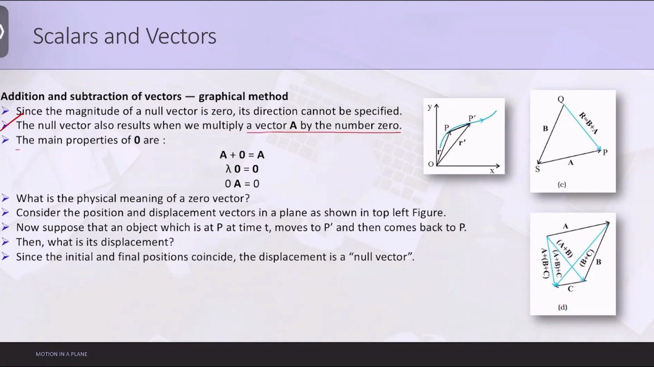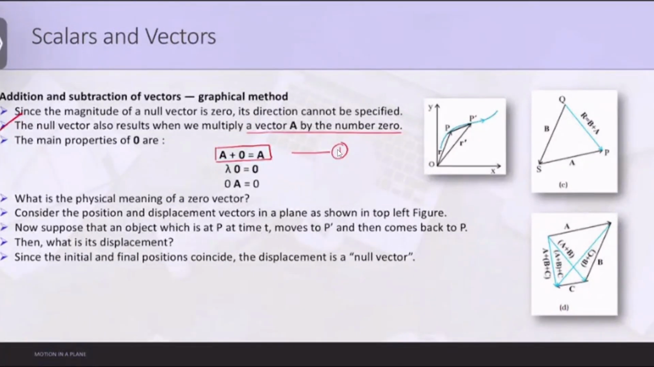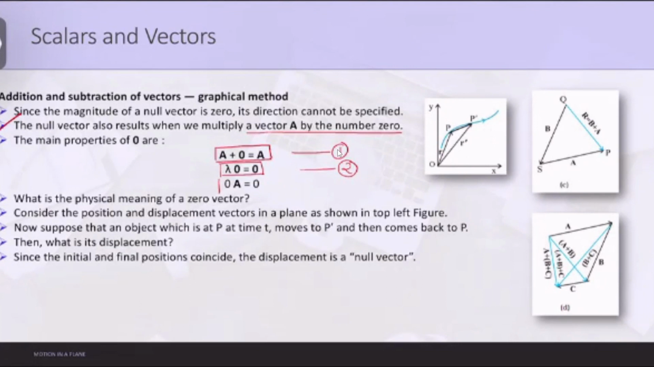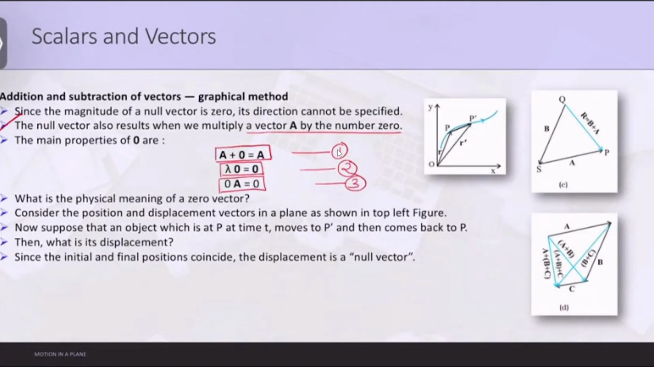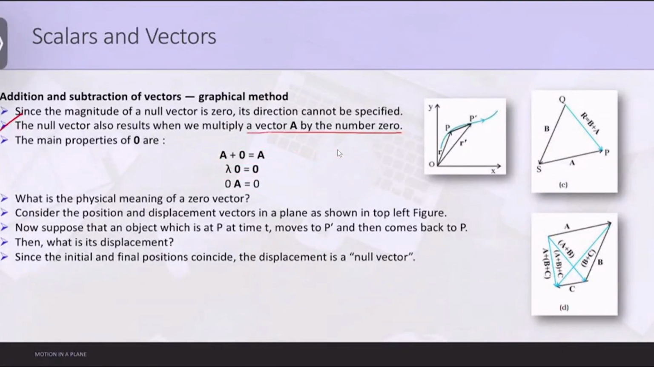Okay, so what are the main properties of the 0 vector? First, when we add some vector A with 0, we'll get the same vector A again. Second, when we multiply some number with a 0 vector, we will get a 0 vector again. And third, when we multiply 0, which is a scalar here, with a vector A, we will get a 0 vector. Okay, so these are all the things which are associated with a 0 vector. Fine. Then what is the physical meaning of a 0 vector?